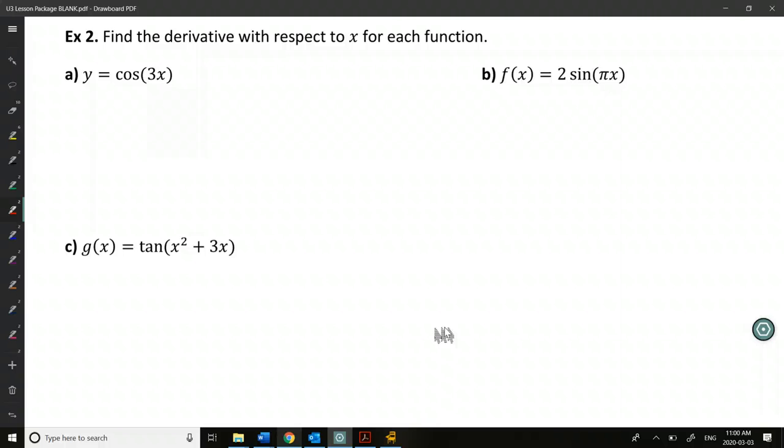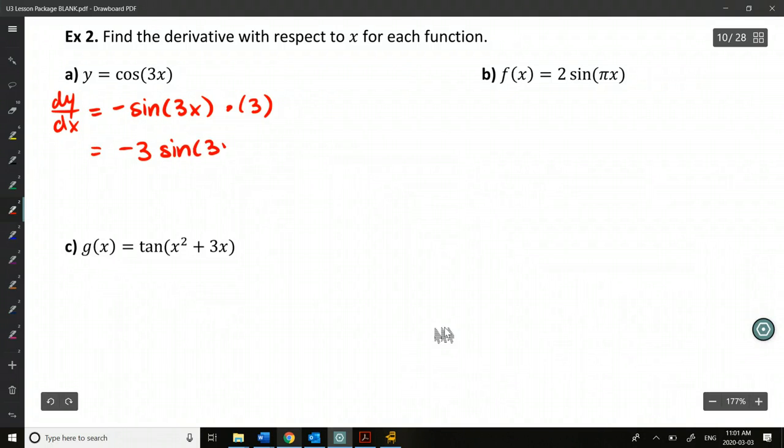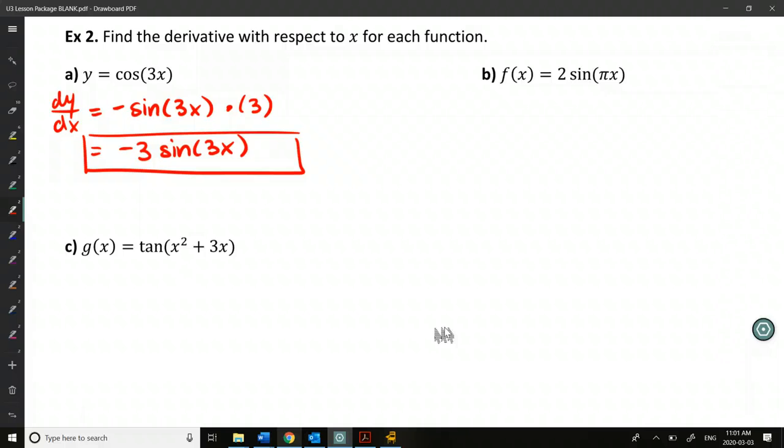Someone want to do the first one for us? Derivative of cos of 3x? Derek? Negative sine 3x. Good. And then you multiply it by 3, or by 1. Yep, you're right. Times it by 3. So you'll have negative 3 sine of 3x. So the derivative of the whole thing, the derivative of cosine is negative sine. The inside stays the same, and then we multiply by the derivative of the inside. Perfect. And again, you can use dy over dx, you can use y prime, whatever you want.